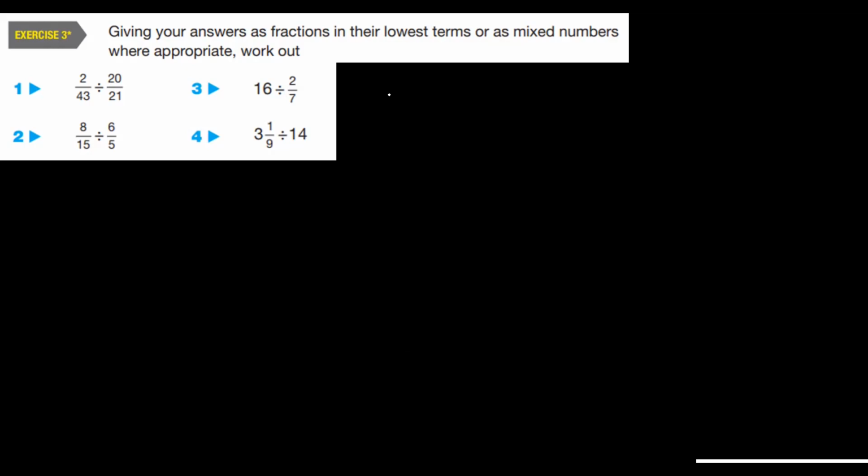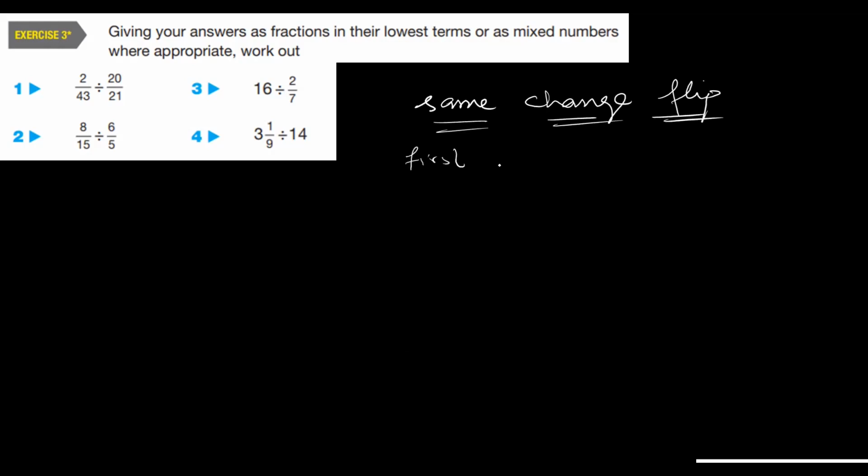We have two fractions, then we solve and we follow the rule. This is same, change, and flip. Always remember this one. Same means the first fraction will be left as same. Okay, we do not change them.